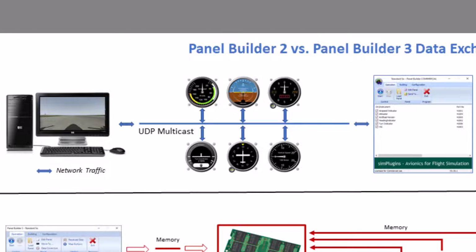Panel Builder version 2 and before sent data from the interface to all instruments via a multicast broadcast networking protocol. That means that all instruments in Panel Builder are basically network servers receiving data directly from the interface. This results in a lot of traffic on the local network that, in some instances, could affect other programs.